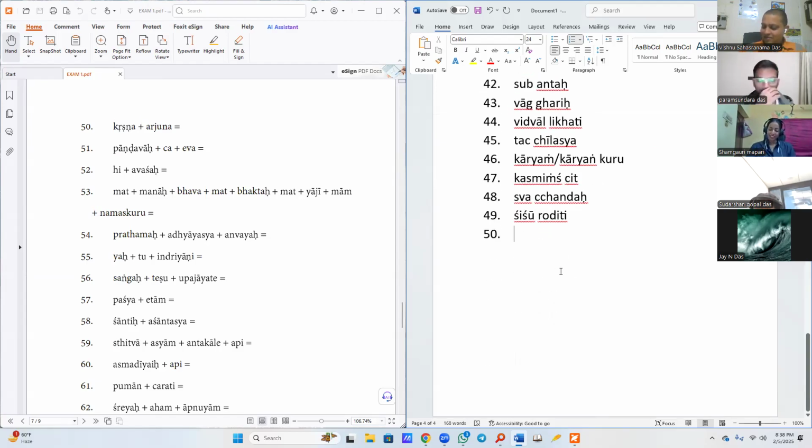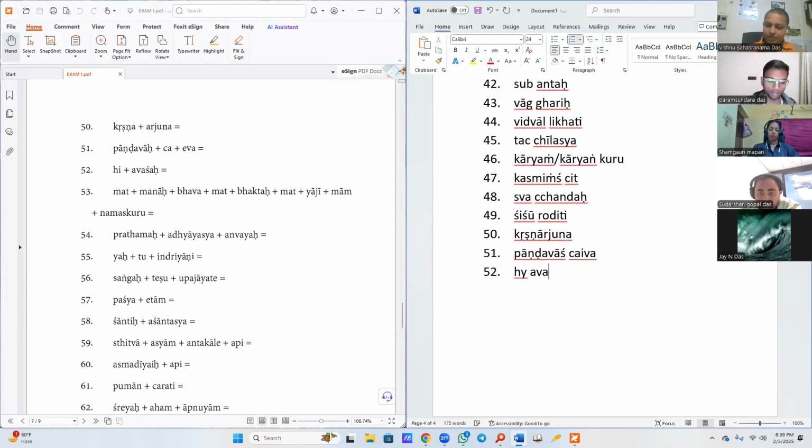Sutra 50. Okay, the 50th. Krishna Arjuna is a simple one. Krishna Arjuna. I think Sudarshan Gopal was saying it was a crazy exam. I can't see you. Yeah, yeah, okay. Good, good. So Pandavaha Chaiva. So Pandavash Chaiva. This is from text one. Dharma Kshetra, Kurukshetra. Mamakaha Pandavash Chaiva. He Avashaha. Yeah. He Avashaha.